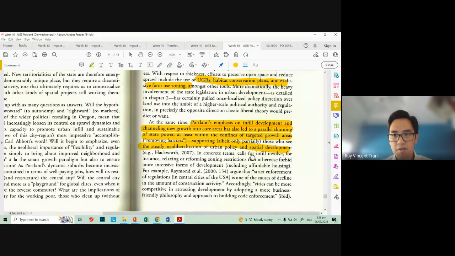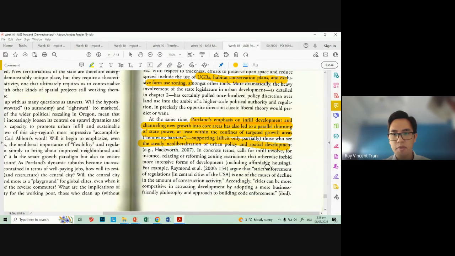So in concrete terms, calls for infill involve, for instance, relaxing or reforming zoning restrictions that otherwise forbid more intensive forms of development. And an example here is Raymond et al. 2000, who argue that strict enforcement of regulations in central cities of the US is one of the causes of decline in the amount of construction activity. Accordingly, cities can be more competitive in attracting development by adopting a more business-friendly philosophy and approach to building code enforcement.